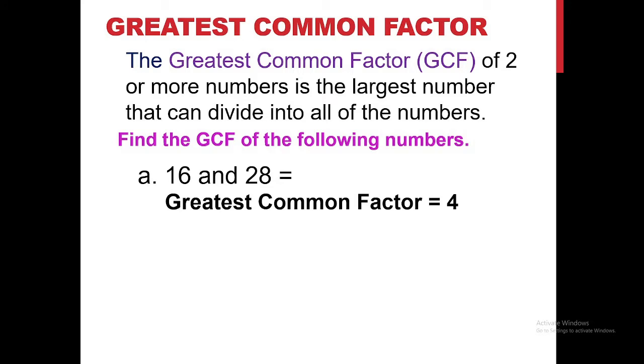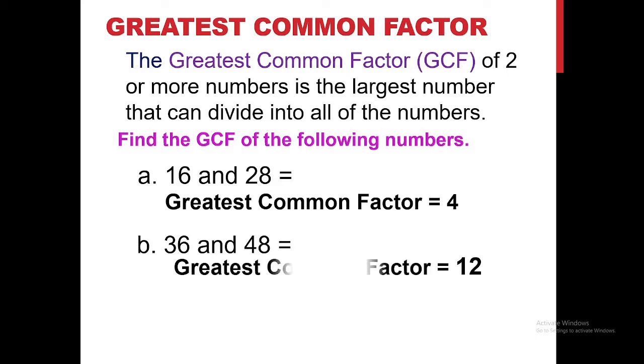16 divided by 4, it works. 28 divided by 4, it works. So the GCF is 4. Let's have the numbers 36 and 48. What is the greatest number that can divide both 36 and 48? I heard someone say 6. I heard someone say 12. 6 works: 36 divided by 6, 48 divided by 6. Let's try 12. 36 divided by 12, yes sir. 48 divided by 12, it works. So the greatest number is 12. Although 6 is a factor, the greatest factor is 12. That is how you get the GCF of numbers.